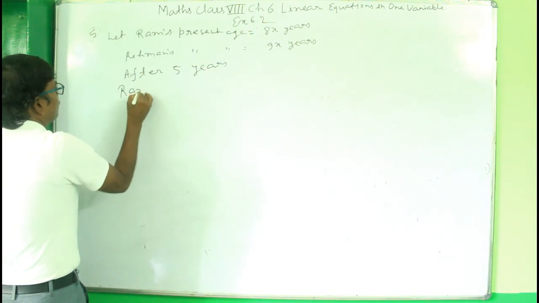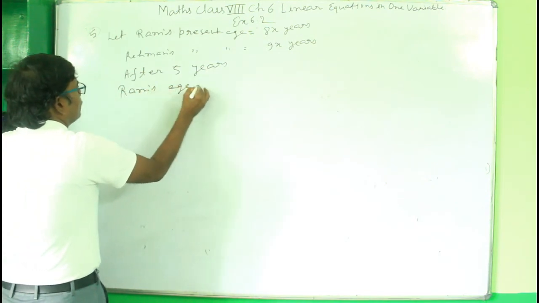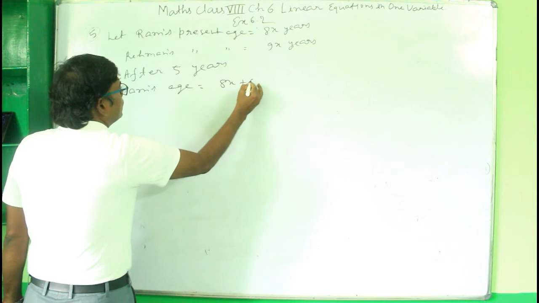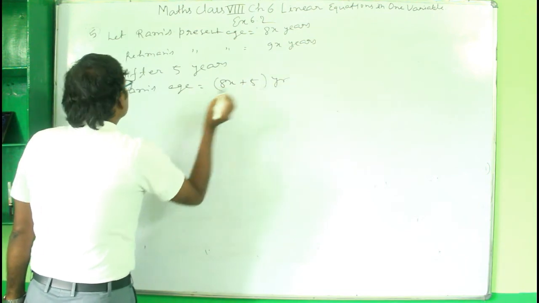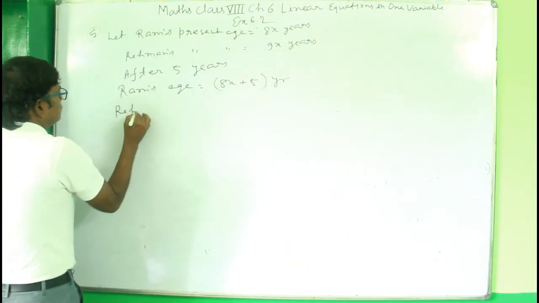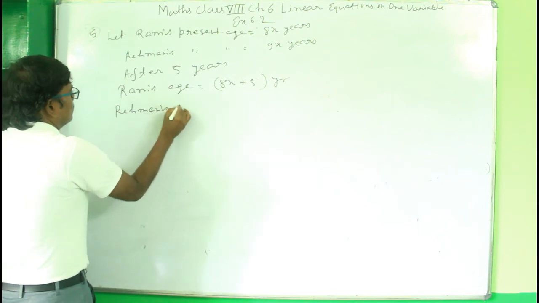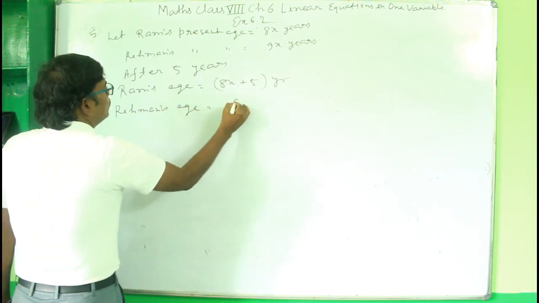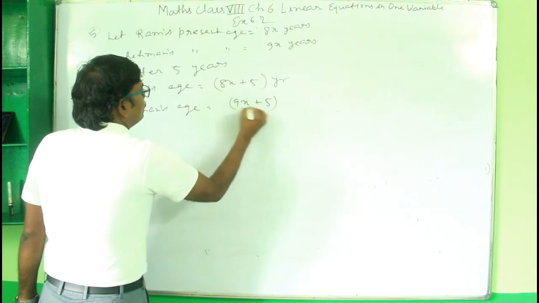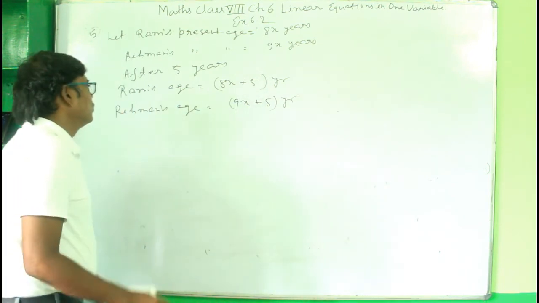Ram's age equal to 8x plus 5 years, okay, and Rahman's age equal to 9x plus 5 years, okay.